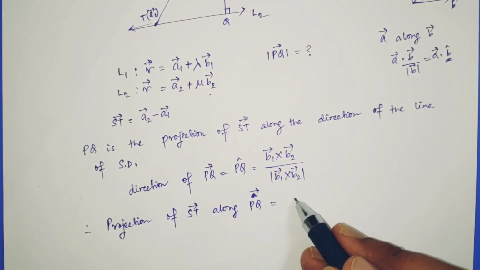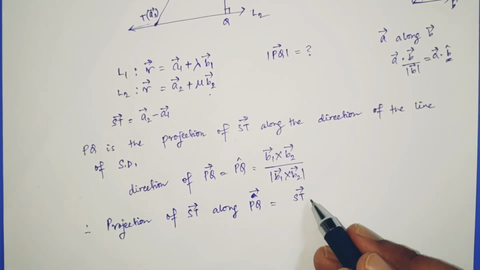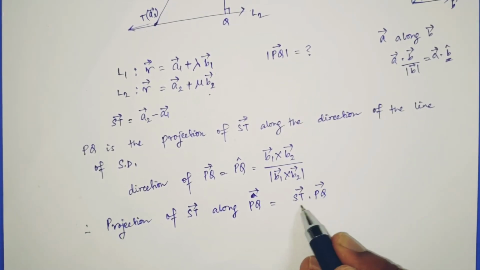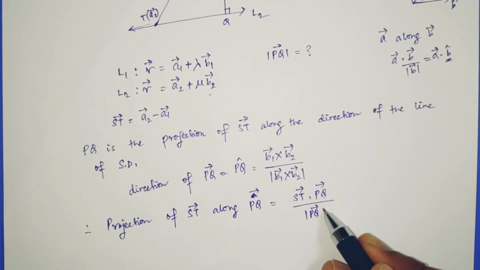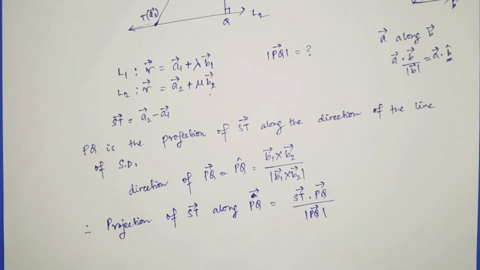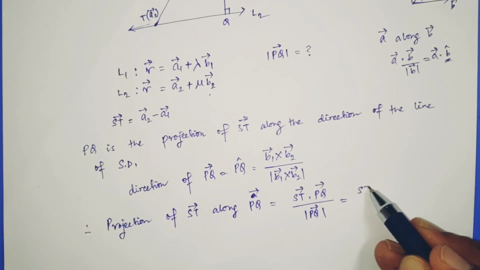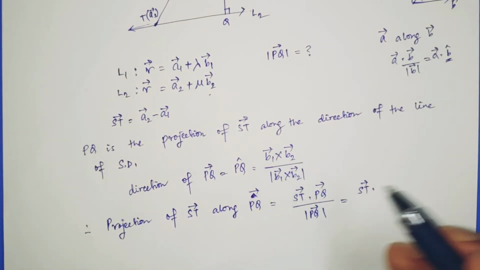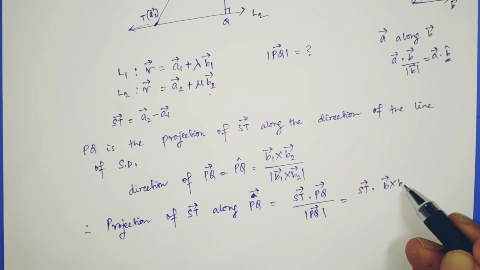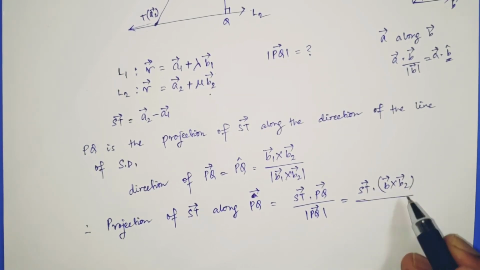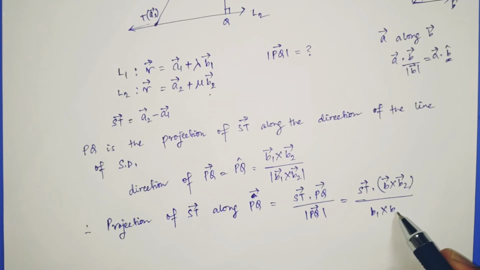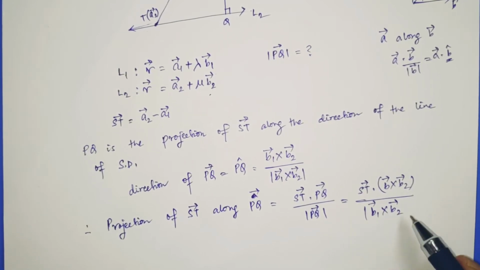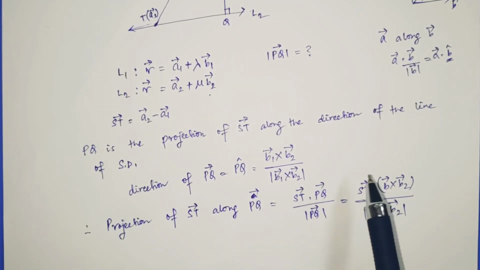We have learned this one before. It is ST vector dot PQ vector divided by the magnitude of PQ. Yes or no? Right? Now we already know PQ vector divided by PQ is actually this thing. And so it will be ST dot B1 cross B2 divided by the magnitude of B1 cross B2, right?